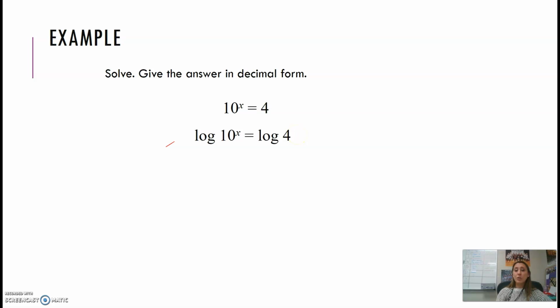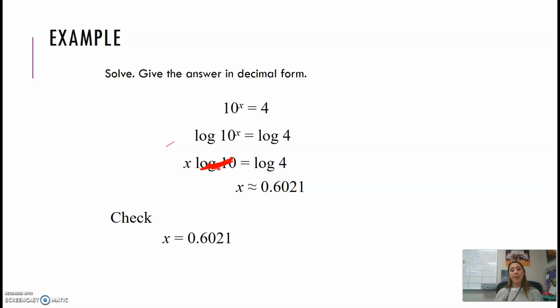Then we're going to do the power rule so we can get the exponent out front. Now, this says log, I'm going to write it in, base 10. What did we learn the other day? Well, we learned if these are the same, if we have log base 10 of 10, this actually just turns into a 1. So it cancels out, and we are left with x is equal to 0.6021.